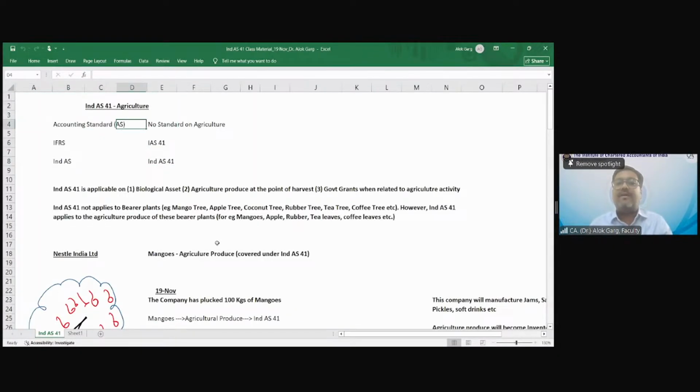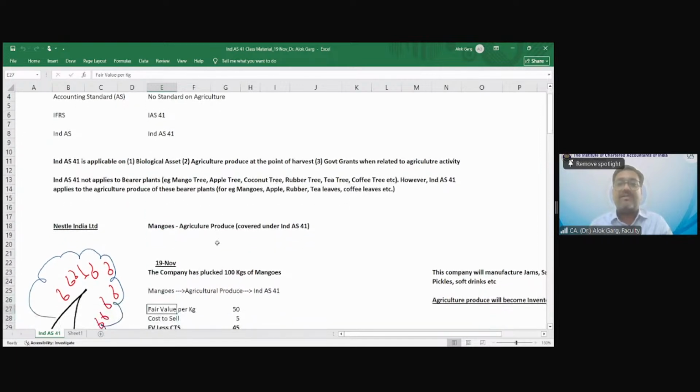So Ind AS 41, as I told you, is the accounting standard on agriculture. In IFRS, it is IAS 41, and in Ind AS, it is Ind AS 41. Ind AS 41 is applicable on three aspects: biological asset, agriculture produce at the point of harvest, not after harvest, not before harvest, at the point of harvest, and government grant when related to agricultural activity, right?